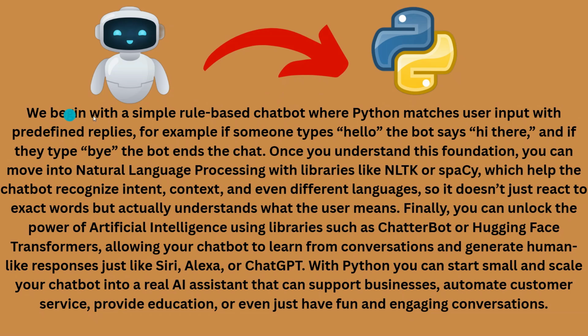So let's get started. We begin with a simple rule-based chatbot where Python matches user input with predefined replies. For example, if someone types hello, the bot says hi there, and if they type bye, the bot ends the chat. Once you understand this foundation, you can move into natural language processing with libraries like NLTK or spaCy, which help the chatbot recognize intent, context, and even different languages, so it doesn't just react to exact words, but actually understands what the user means.